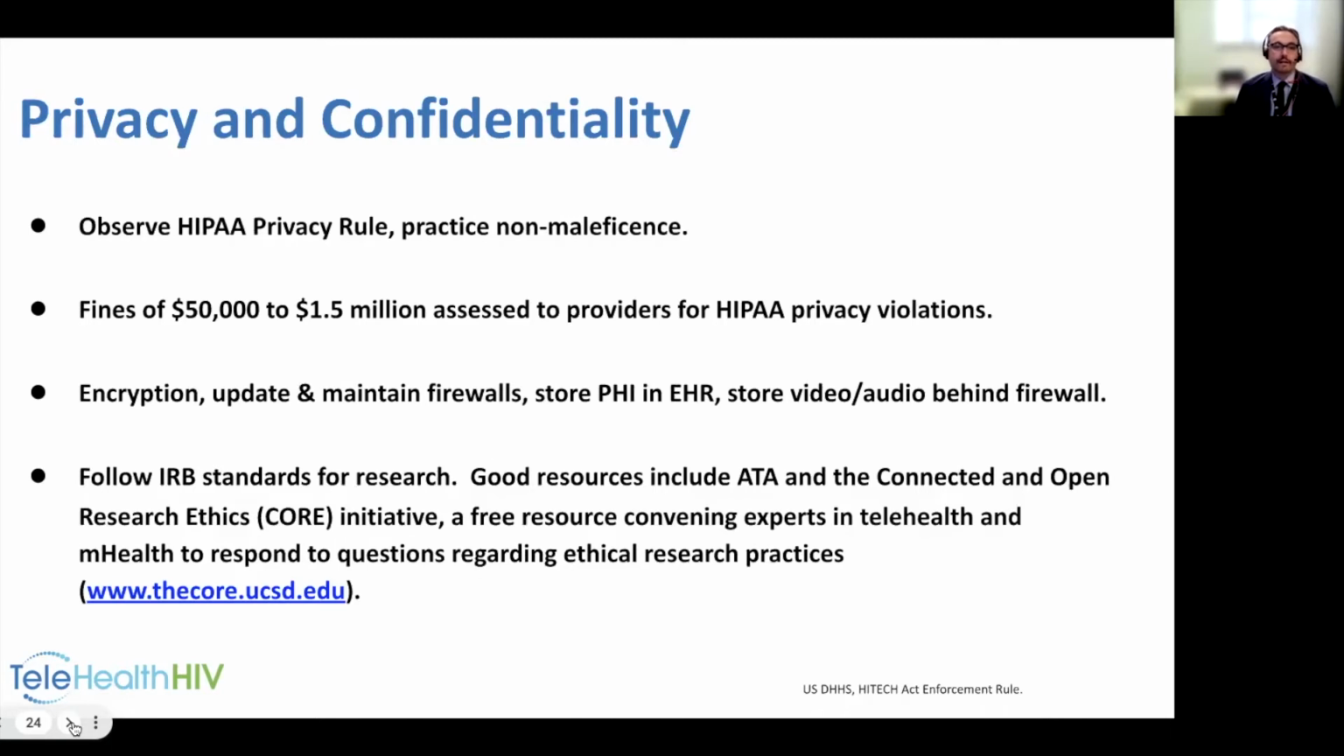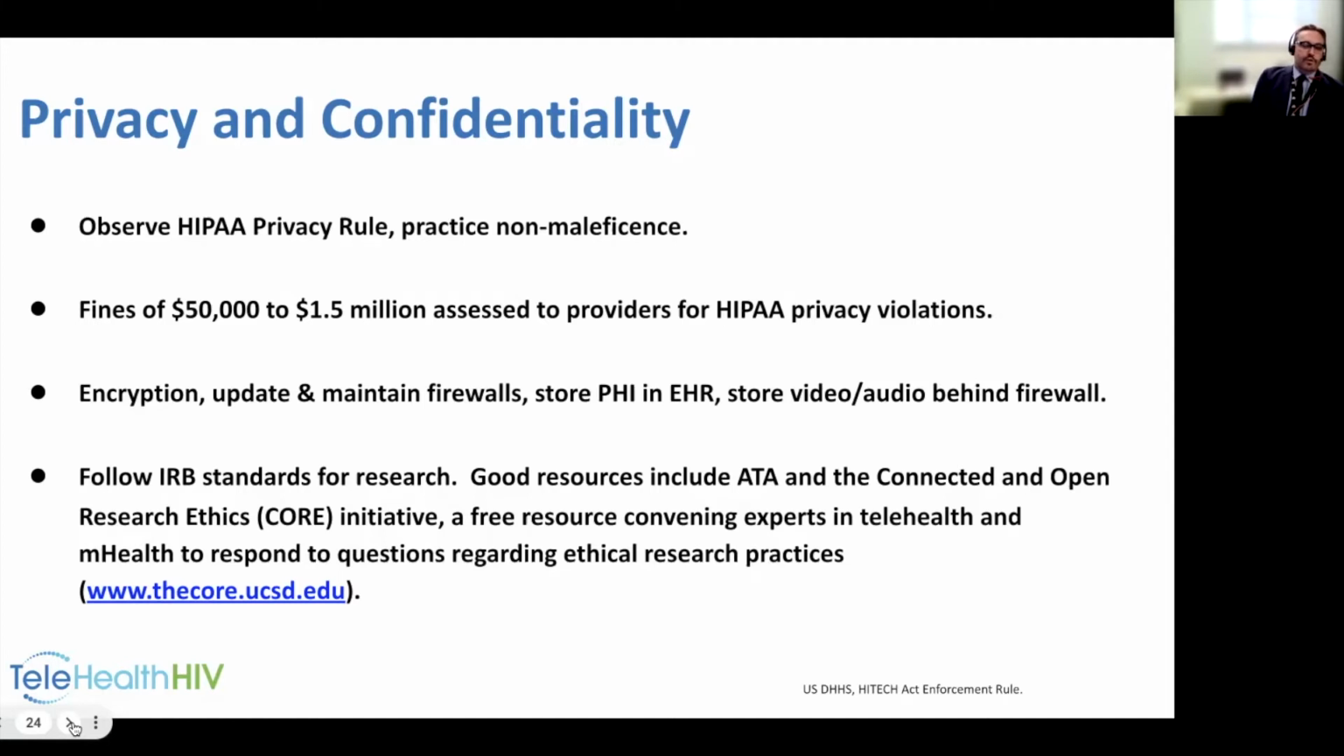Privacy and confidentiality. Even though we have the public health emergency and you can use something like FaceTime or Zoom to connect with a patient, I would highly encourage you to observe the HIPAA privacy rule. Do no harm, practice non-maleficence. Make sure that you have encrypted visits. So try to use something that's HIPAA compliant, update and maintain firewalls, store any protected health information in the electronic health record. Again, I would discourage you from recording video and audio of patient visits, but if you do that, make sure it's behind a firewall.